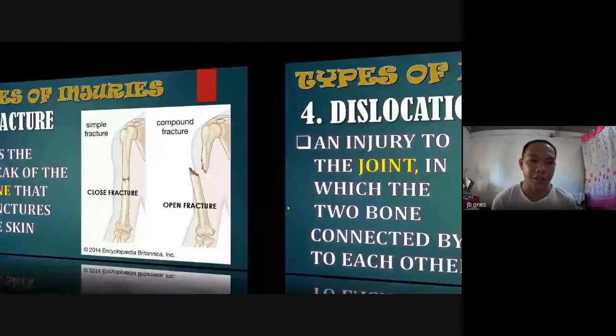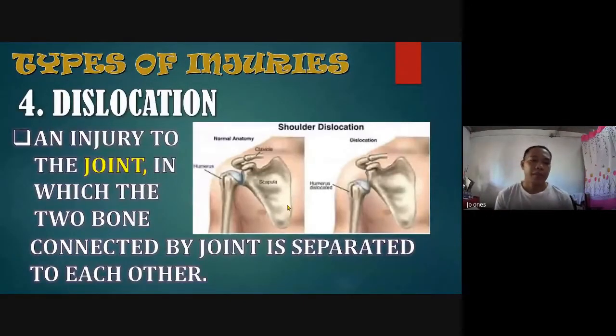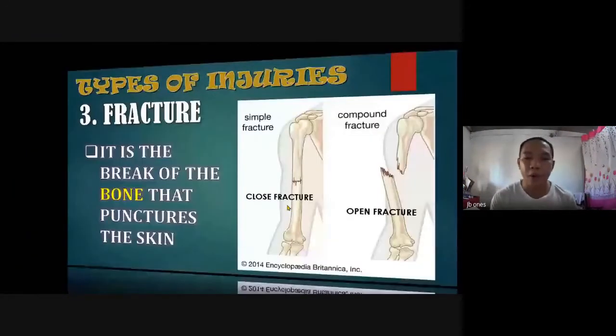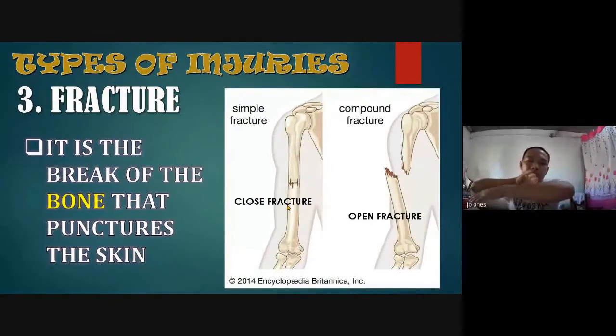The fourth is the dislocation. Dislocation is an injury to the joint in which the two bones connected by the joint are separated from each other. Remember, the highlighted word is joint. A dislocation happens at the joint, where the arm or forearm separates. It differs from a fracture, which happens in the bone. For example, at the elbow, if the two bones separate but nothing is torn, that is dislocation.